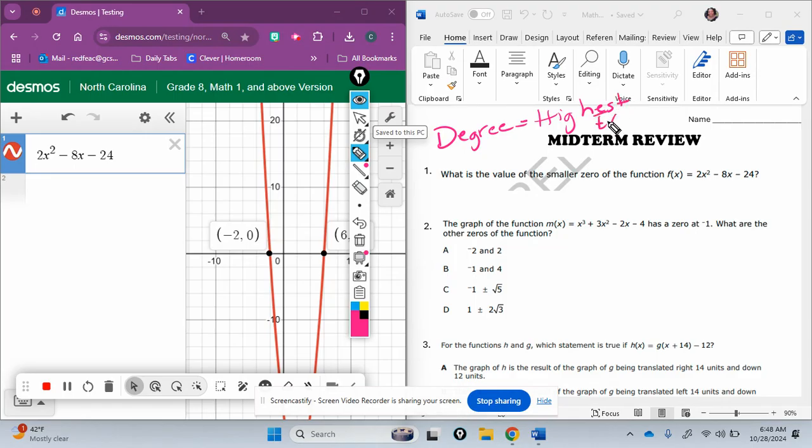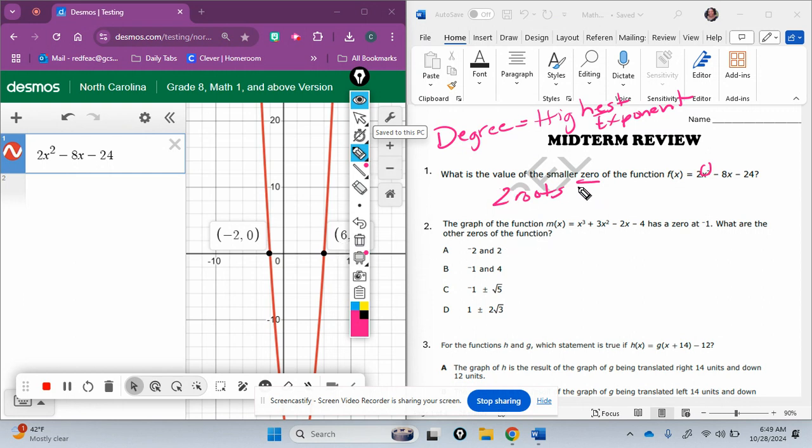Okay, so because the degree is the highest exponent, we look at our function. Our highest exponent here is 2, so that means our degree of this function is 2. So since the degree is 2, that means we're going to have two roots for this function, or two zeros. Okay, so when I graphed it, I have my two zeros. I have -2 and I have 6.